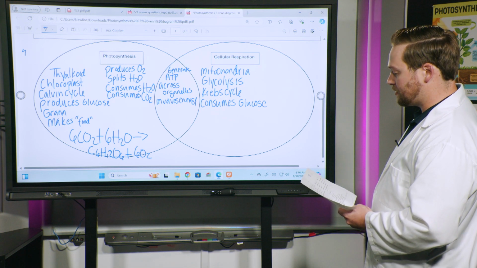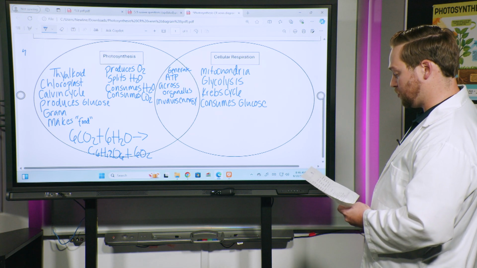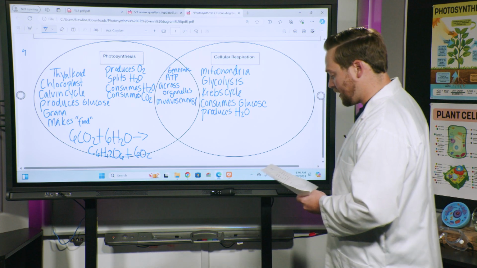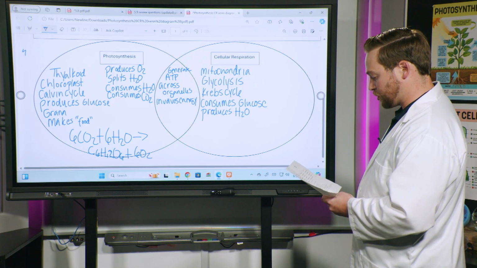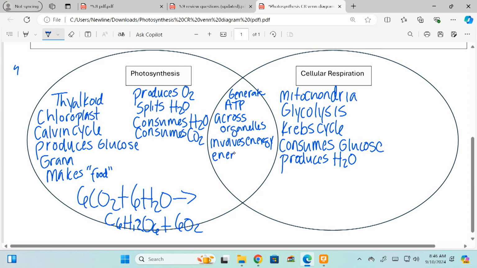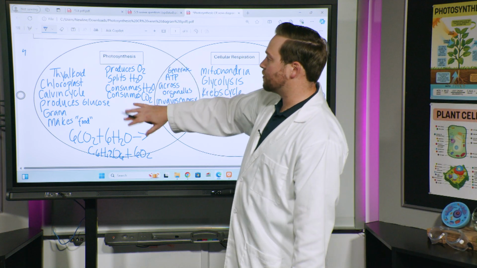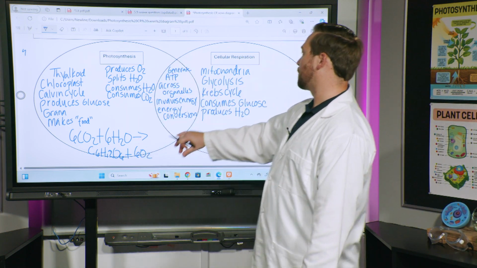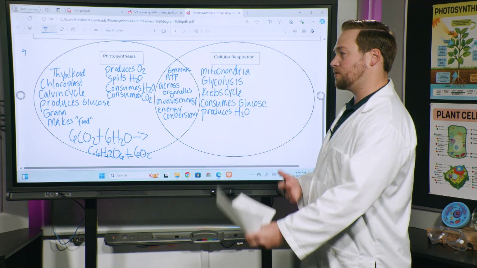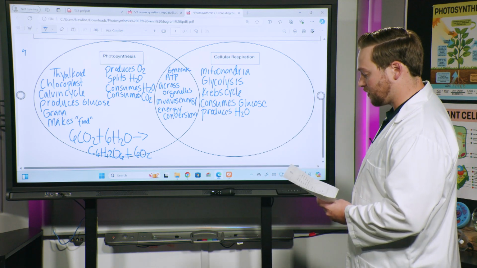All right, the next one on my list here says produces water. Which one of these two produces water? That's going to be the cellular respiration. Produces H2O. Okay, great. All right, the next one says energy conversion. I'm going to put this one in the middle again. Because we are converting energy some kind of way, right? Over here we're using sunlight to make glucose, and over here we're taking that glucose and turning it into ATP. So we're turning energy into a different form. So they both convert energy.